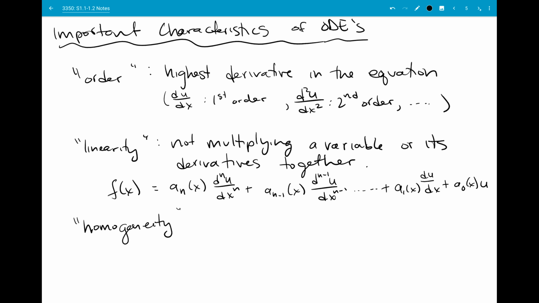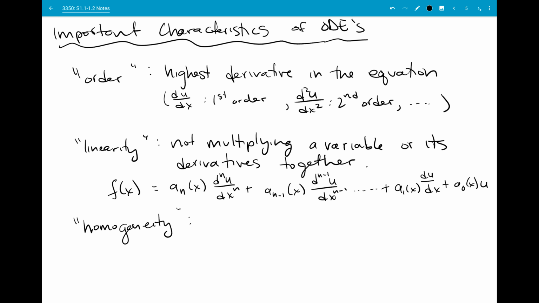And so this is okay because all of the derivatives are separate from each other, and the only thing they're multiplied by is functions of x. So they're not multiplying the variable of interest, u, with any of the derivatives. Again, we'll do some examples later that give you more solid understanding of this. That's just sort of the most general representation of what it means to be linear.